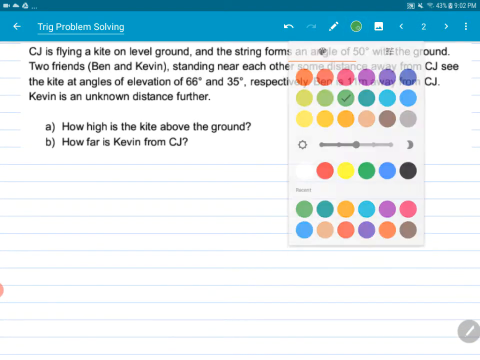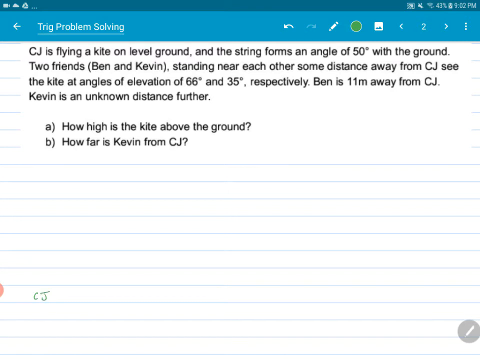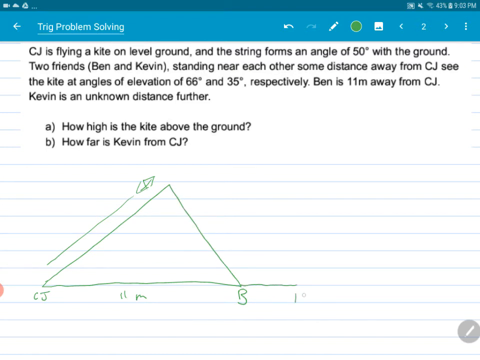So we can start off with saying that here's CJ, and here he is holding his kite. So we'll just draw off to the side, here's that, wow, not a great kite. There we go, and that's the kite string. So let's just call this line his line of sight. But yeah, he's holding onto the kite, and he's also 11 meters away from Ben. So we can put B for Ben. And this line here will be Ben looking up to the top of the kite. We know a little bit further away we have Kevin, so we can call it K. And this is him also looking up to the top of the kite.